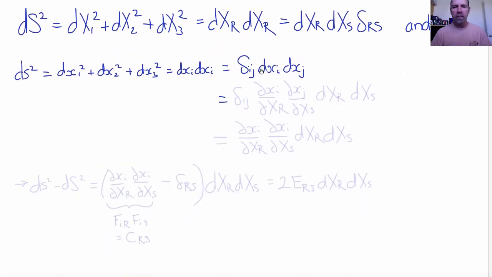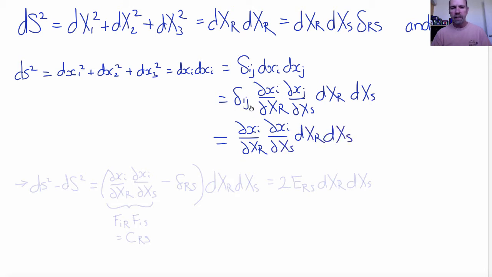Now, in order to collect terms, let's convert these elements d little xi, d little xj, using the chain rule of calculus, into d big Xr, d big Xs. So this expression becomes delta ij, del little xi over del big Xr, del little xj over del big Xs, times d big Xr, d big Xs. And then, using the Kronecker delta to convert this j to an i, we get del xi over del Xr, del xi over del Xs, times dXr, dXs. Therefore, the difference between d little s squared and d big S squared will be del xi over del Xr, del xi over del Xs, minus delta rs, times d big Xr, d big Xs.